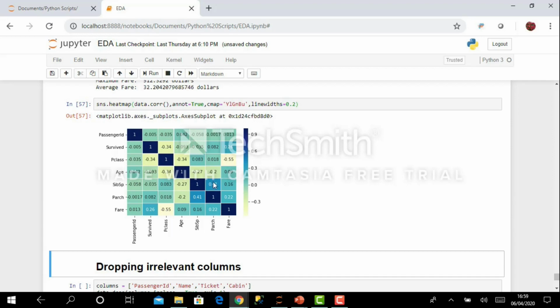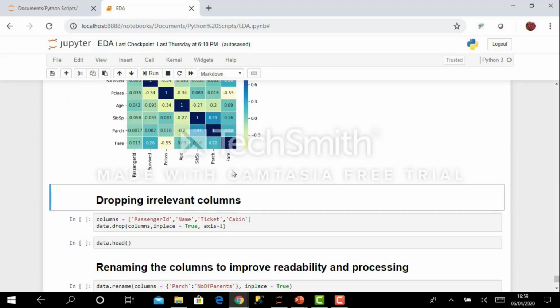So this is one having good value. There is another one, I can see 0.41. It is actually the relationship between number of parents and number of siblings. So actually the people having siblings are having the parents as well. So that is one relationship. Two relationships I can get from this heat map. And for other columns I am not getting much significant relationship, very less values for most of them.